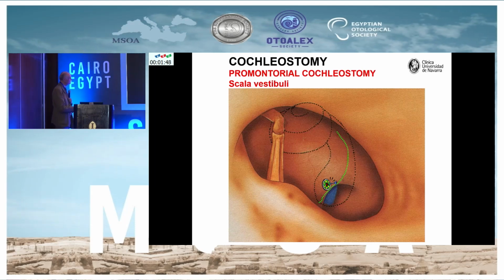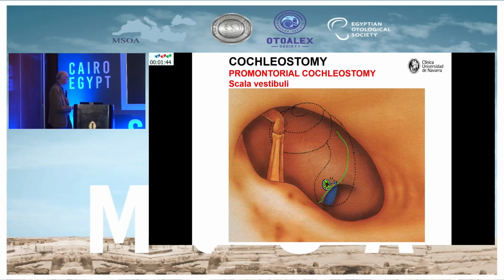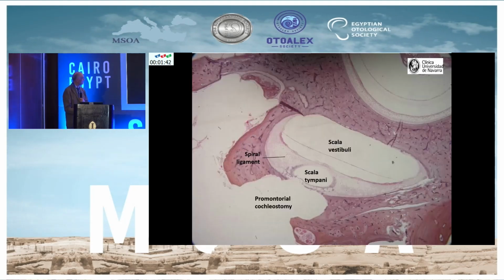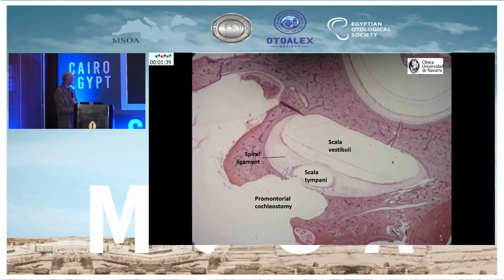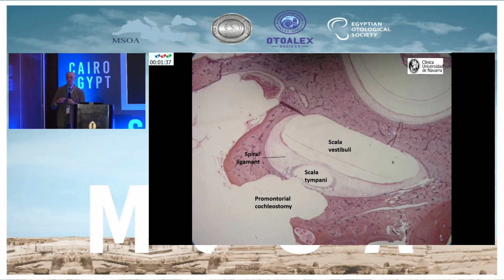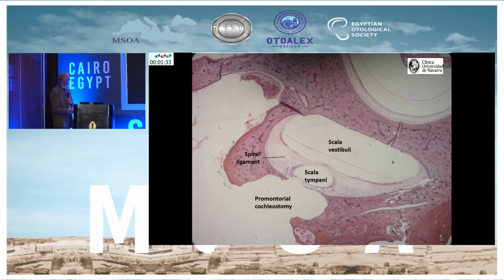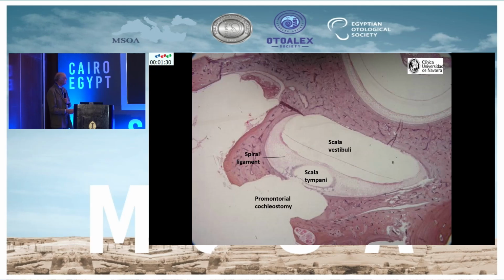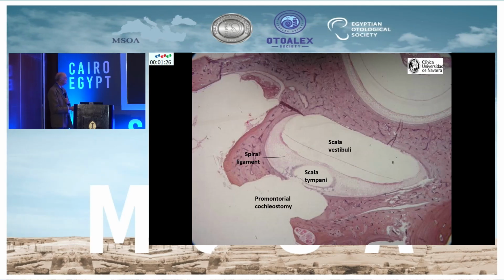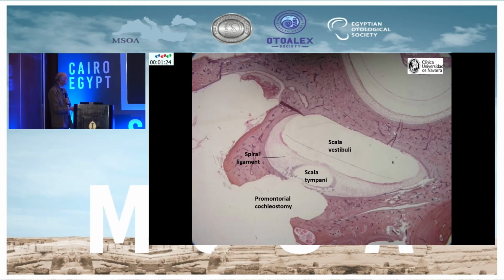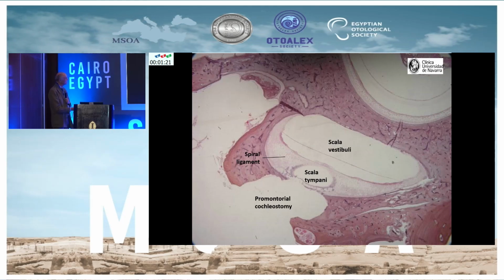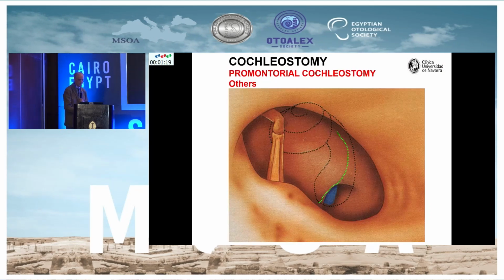So we need to drill in the superior part of the round window, and at this point we will have the scala vestibuli, but it's not a good idea in terms of traumaticity, because when we drill this promontorial area, we are going to go through the scala tympani a little bit, but especially through the spiral ligament and organ of Corti, just to get to the scala vestibuli. And when we perform that, we are very traumatic.